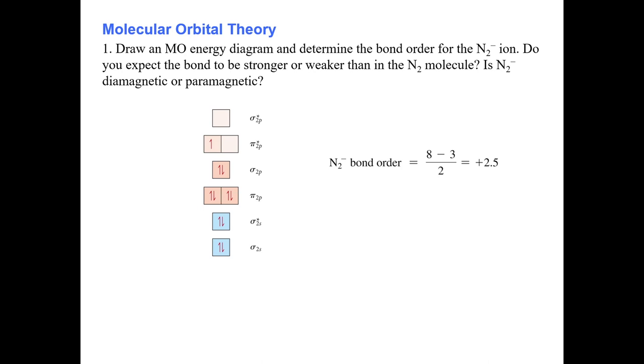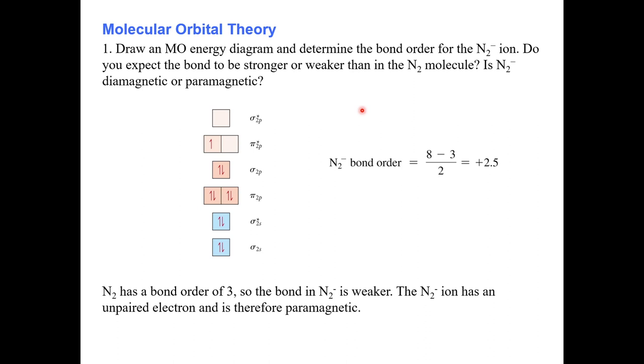Okay, so here's our diagram. We're working with 11 valence electrons. You could see that in this diagram, we have 8 bonding electrons: 2, 4, 6, 8. And 3 electrons in the antibonding orbitals: 1, 2, 3. We put these numbers into our equation, and our bond order for N2 minus is 2.5.